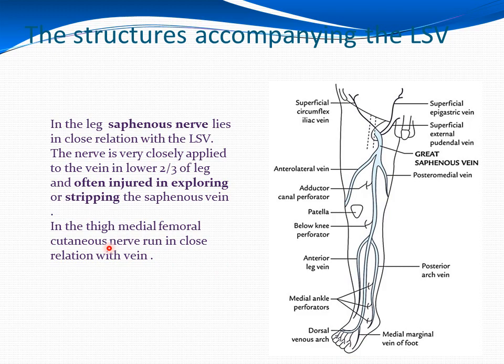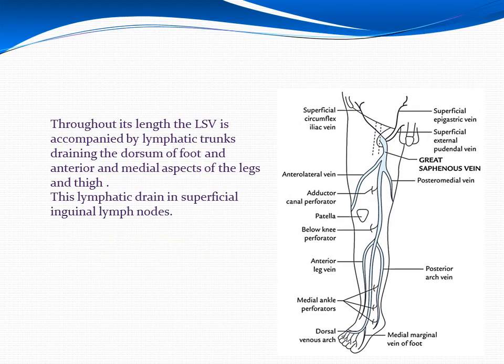In the thigh, the medial femoral cutaneous nerve runs in close relation with the vein. Throughout the length of the long saphenous vein, it is accompanied by lymphatic trunks draining the dorsum of the foot and anterior and medial aspects of the leg and thigh. So these lymphatics drain into the superficial inguinal lymph nodes.